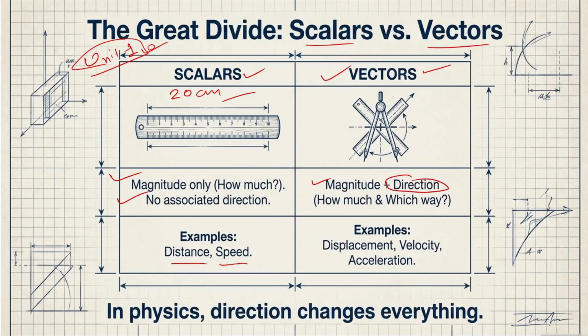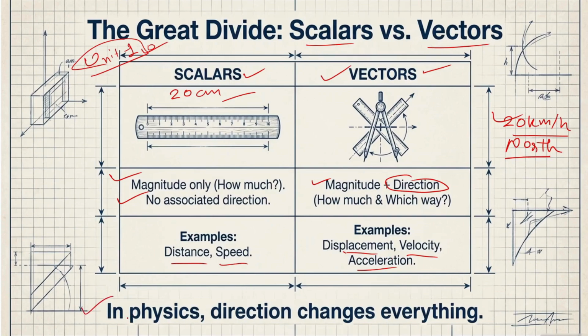So if you say the velocity of my bike is 20 kilometers per hour north, that means you are going north at 20 kilometers per hour. In vectors, we have displacement, velocity, and acceleration.